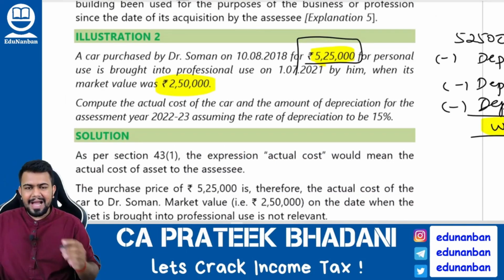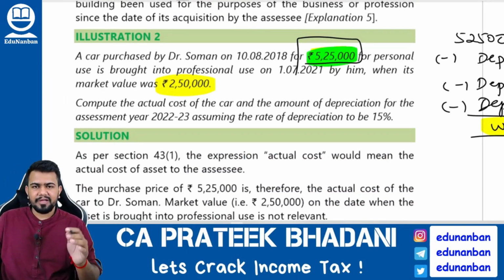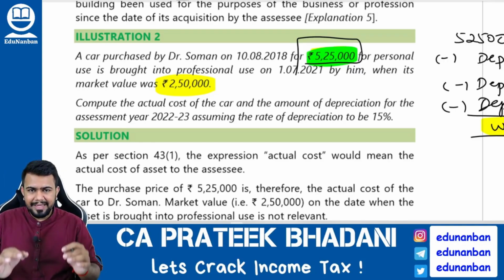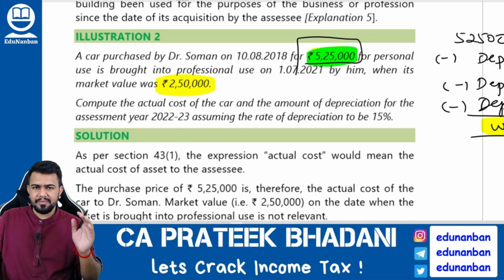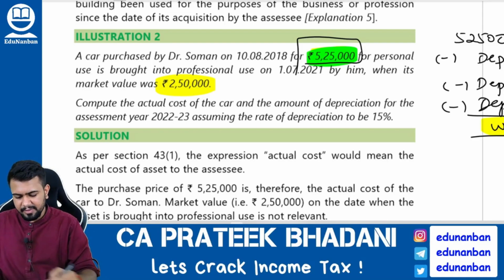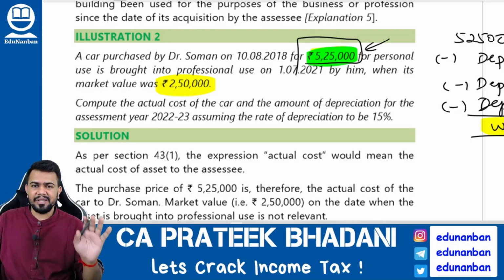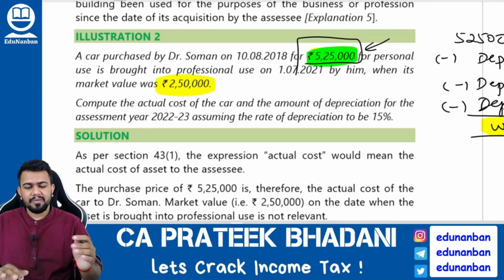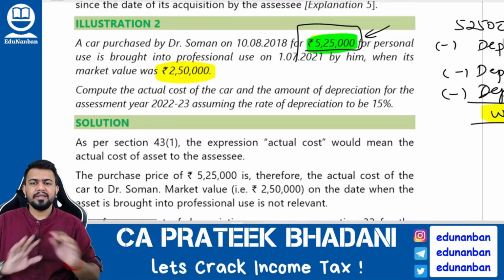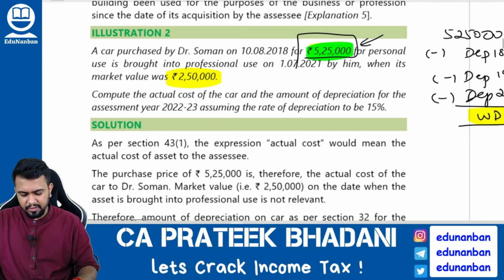For example, I am having a car of 5,25,000 and I purchased this car 3 years back. Now in the current year, previous year 21-22, I am bringing this car into my business. So what will be the cost of the car? The cost of the car will be 5,25,000 only, as usual. So for building only you need to do this special calculation. For other than building you need not do this special calculation.